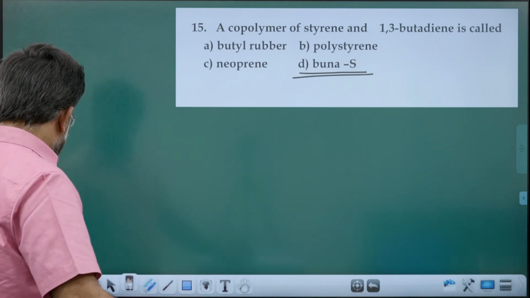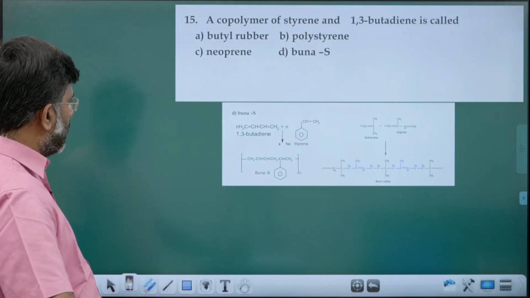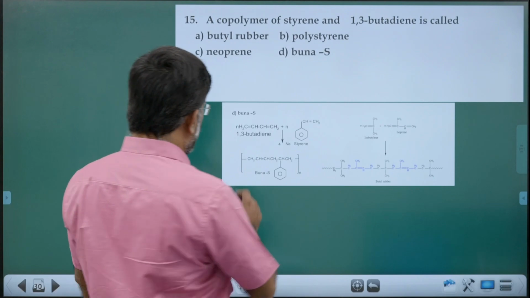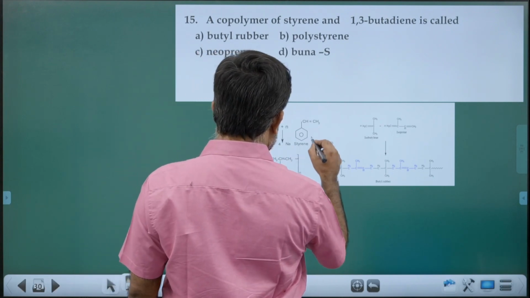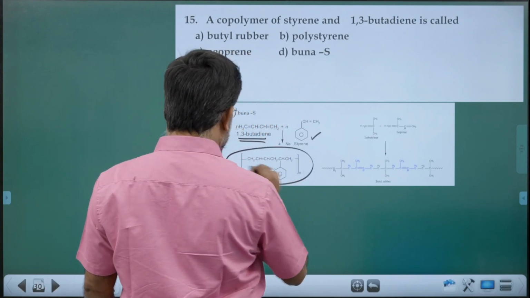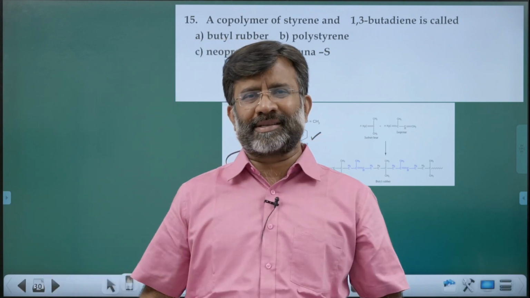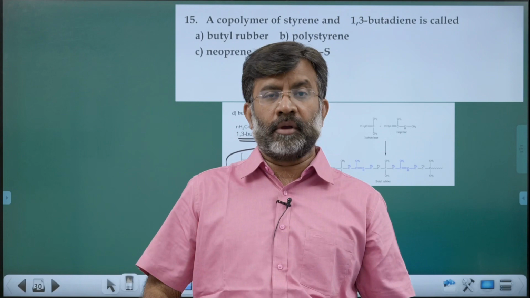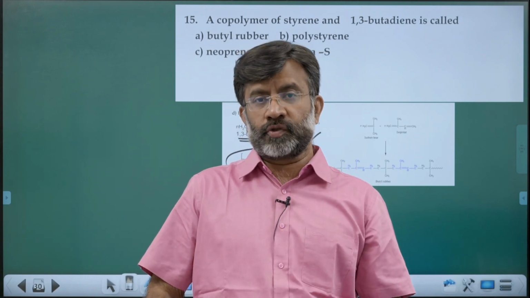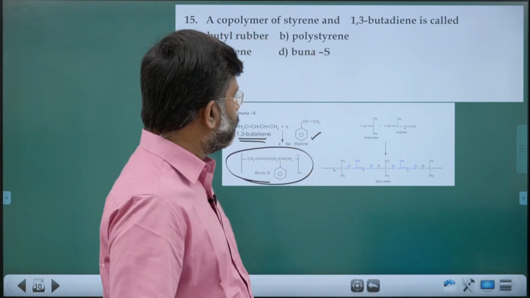It is option D, BUNA-S. This is BUNA-S, 1,3-butadiene with styrene, and this is the polymer BUNA-S. You have to take a meticulous look at the structural entity of the polymers, because that is how the questions are mostly coming nowadays.